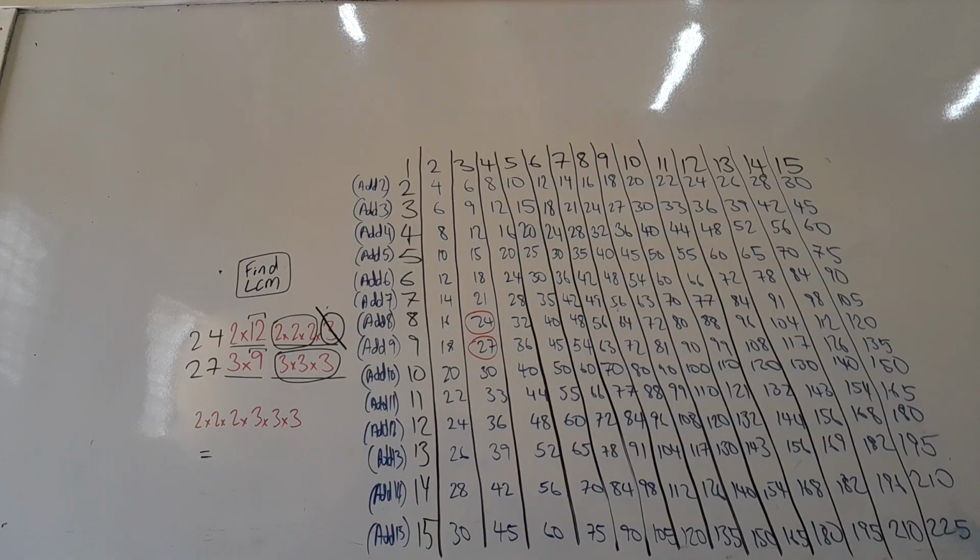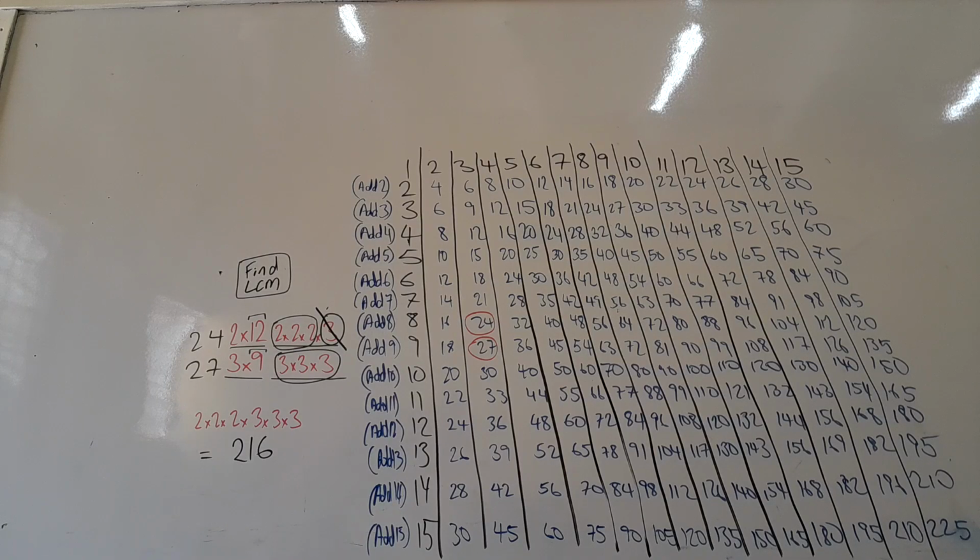So now we have everything we need, right? We circle the largest number of 2's and the largest number of 3's. Three 3's are bigger than one 3. So now we're just going to multiply the three 2's by the three 3's and we'll get 216.